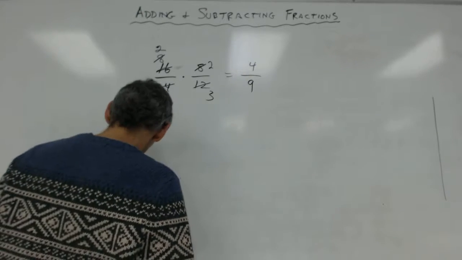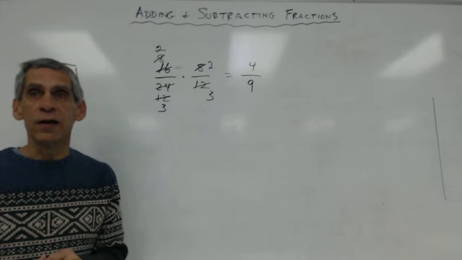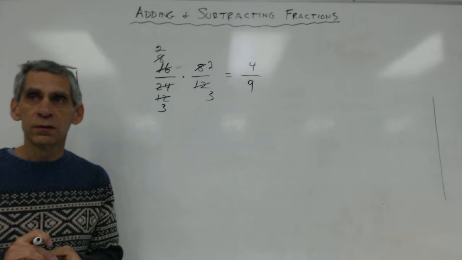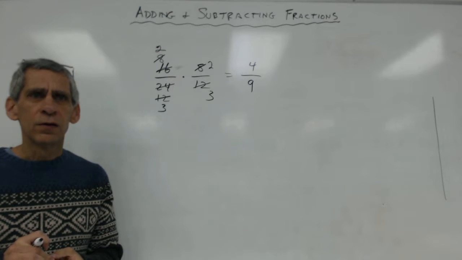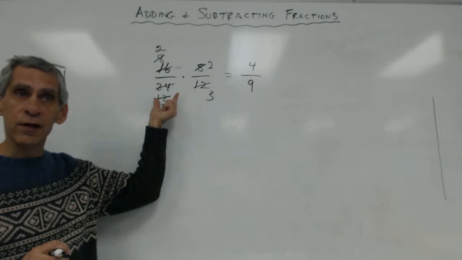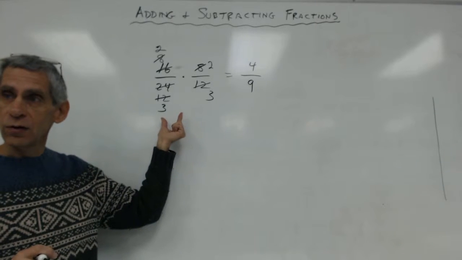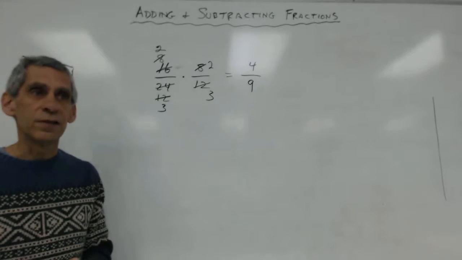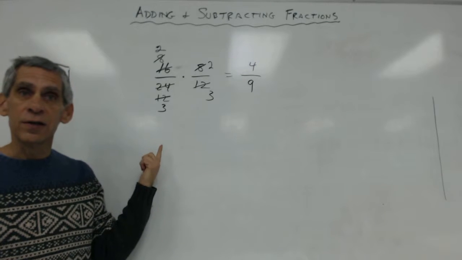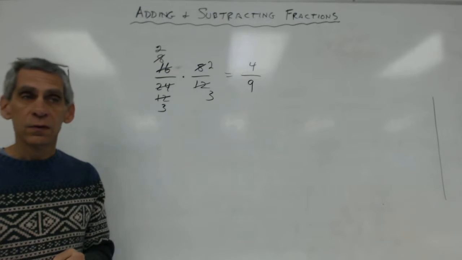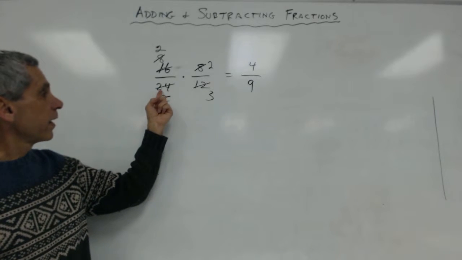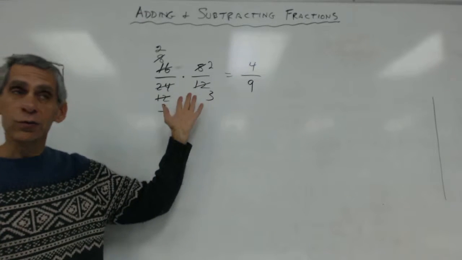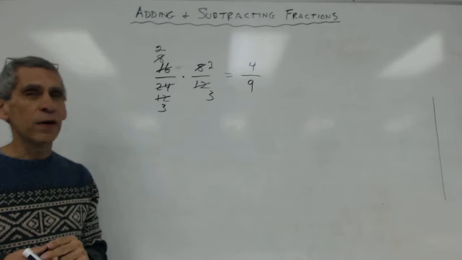Now, did I need to have common denominators when I multiply fractions? Do you remember what common denominators are? What is a common denominator? Denominators are downstairs. In order for it to be a common denominator, your two denominators would be the same number. Do I have to have common denominators when I multiply fractions? No. Here I had 24 and 12. Those are not common denominators. But I was able to multiply it, after I first reduced, right?